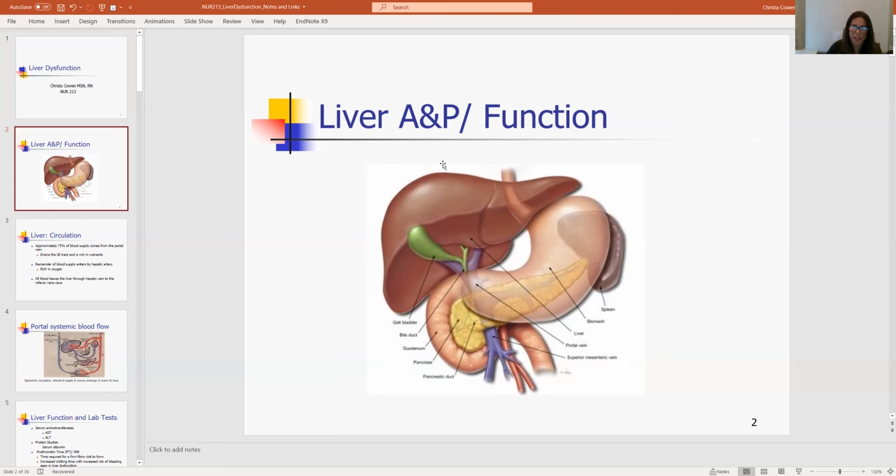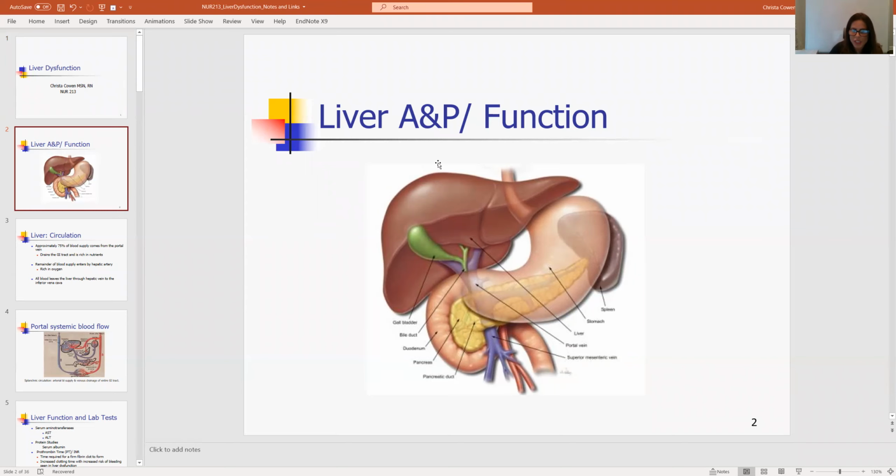The blood leaves the liver through what are called hepatic veins. The blood that leaves the liver through the hepatic veins will ultimately enter the inferior vena cava, and then you know where it goes from there. It goes to the heart, so that way we can pump it through our body. Right, so that is how the circulation of the blood through the liver works.